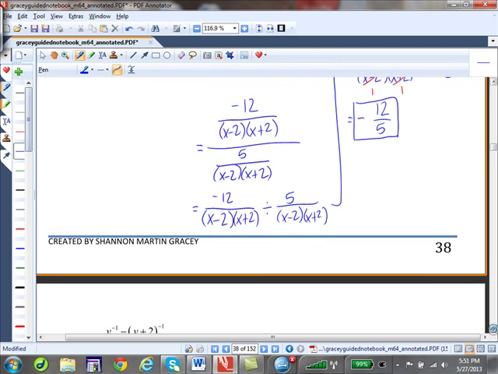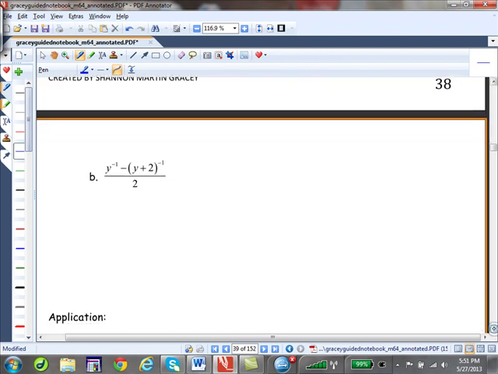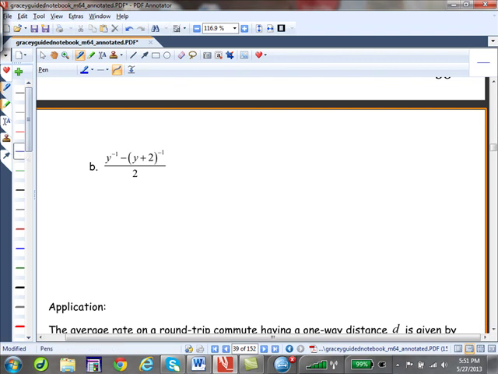Now B is a wee bit tricky. For B, my advice would be to use properties of exponents to write it more like you're used to seeing. So y to the negative 1 is 1 over y, and then y plus 2, that quantity to the negative 1, is 1 over y plus 2, and that's all divided by 2. So notice that the LCD is y times y plus 2. So this one's missing a y plus 2 over a y plus 2. And the second one is missing a y over y.